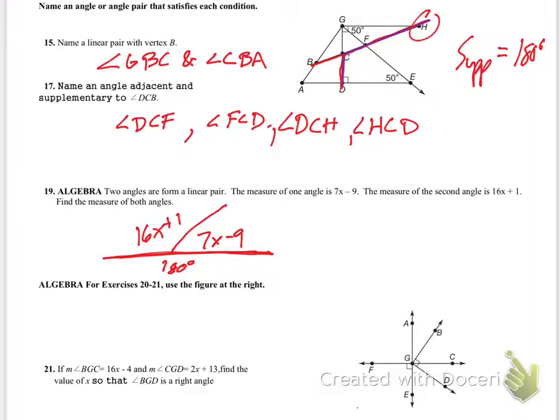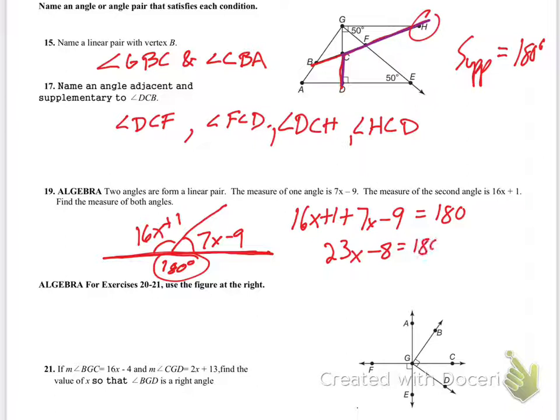So what I would need to do is add these two angles, this angle and this angle, and then set it equal to 180 degrees. So 16x plus 1 plus 7x minus 9 is equal to 180. So then that would be 23x minus 8 is equal to 180.